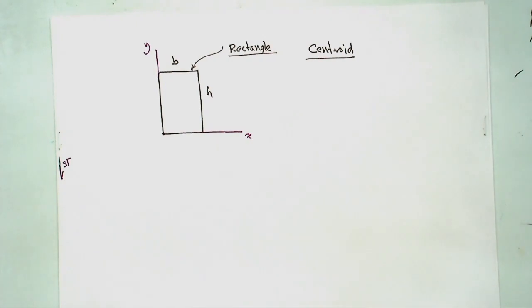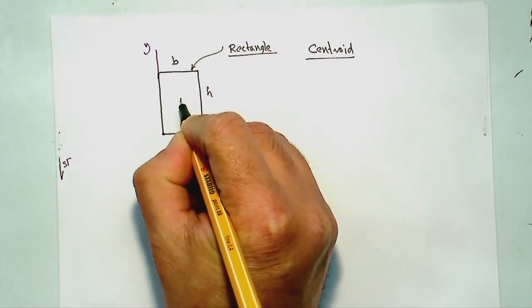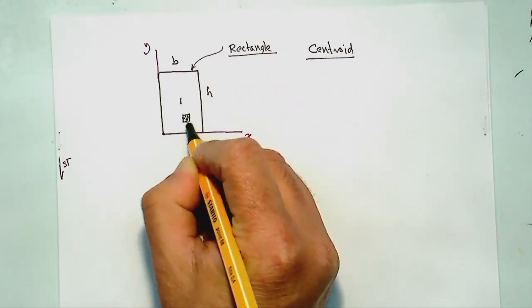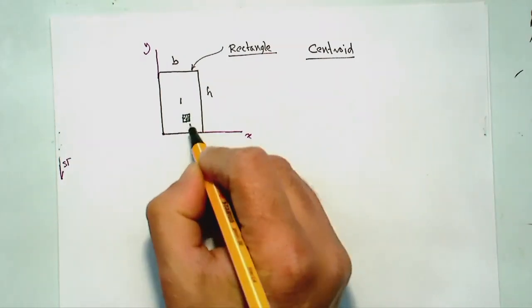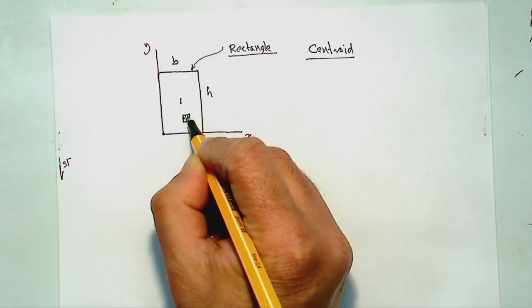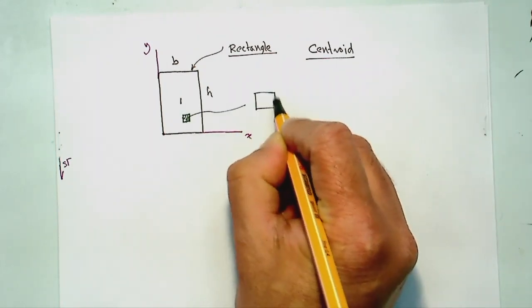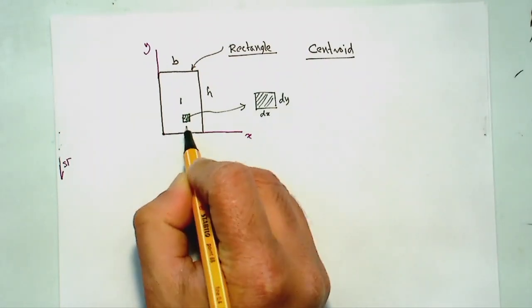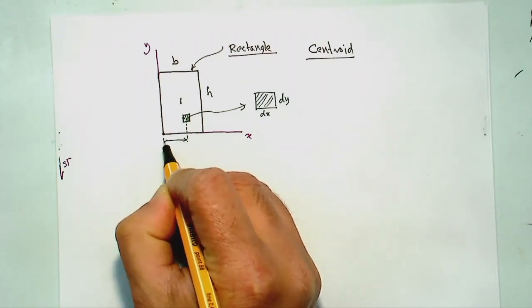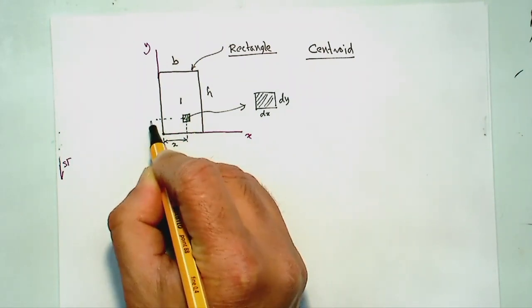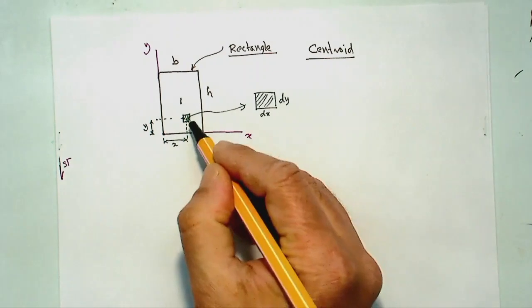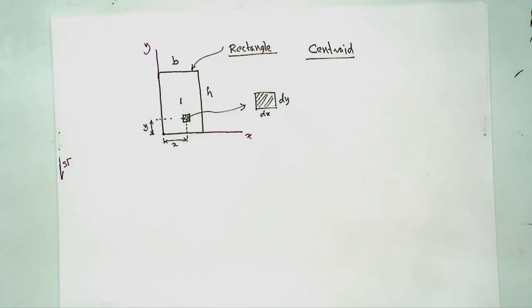Now, I can go back to calculus, because calculus often helps us, and pick up a very small area within here. Very small area. Let's say this distance is dx. If I draw it a little bit bigger, this is dx and that is dy. And that is at a distance x from this side and at a distance y from this side. I can make dx and dy as small as I like.